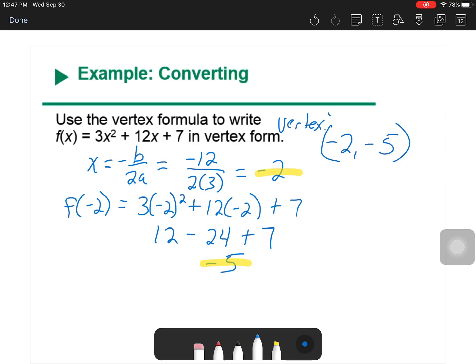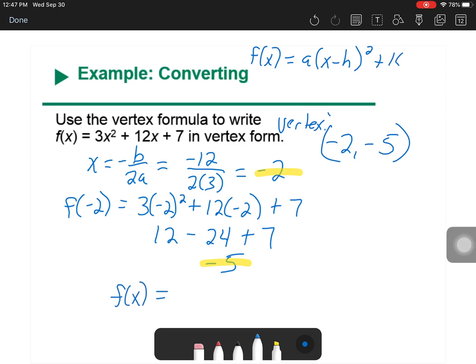Now we need to put it into vertex form as well, so we want to take care of doing that. All that we have to do there is just plug it in, rewrite vertex form. So we need to go a times x minus h squared plus k. That's what we're trying to fill in. So f of x equals, now do we have an a value other than just a 1? In this one we do, it's a 3. So that's what we have to fill in for the a.